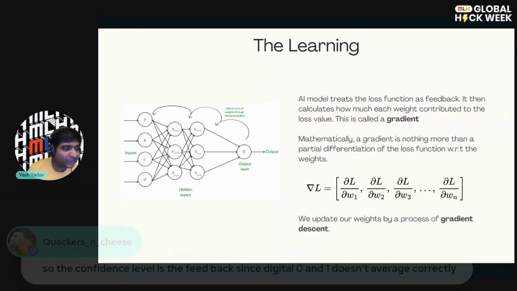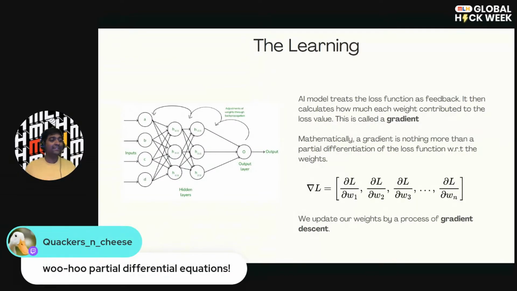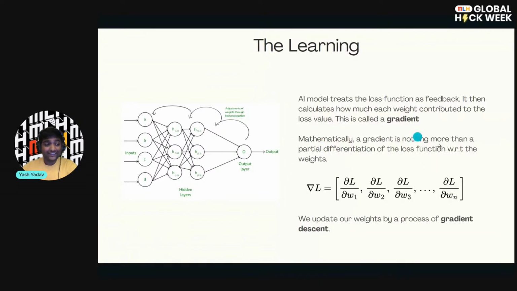And then Quaker says, woohoo, partial differential equations. I completely agree with this statement. I love partial differential equations. So what gradient is essentially doing here is it's partially differentiating the loss function by the weights.